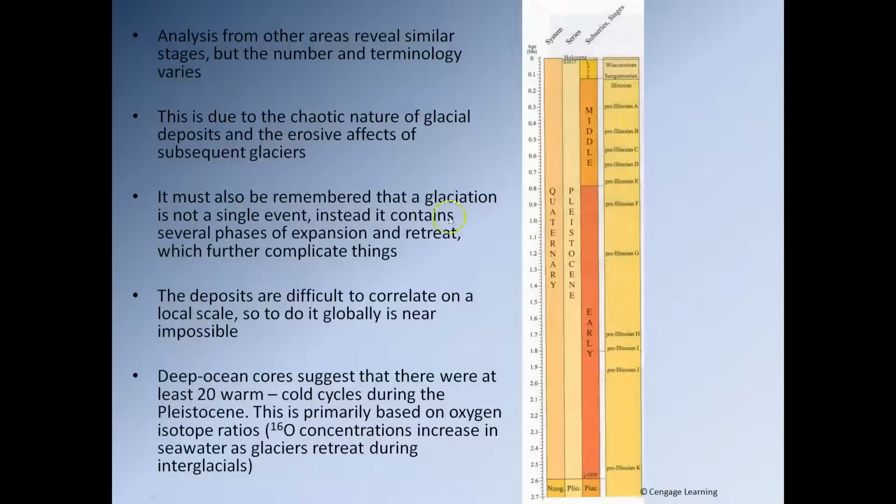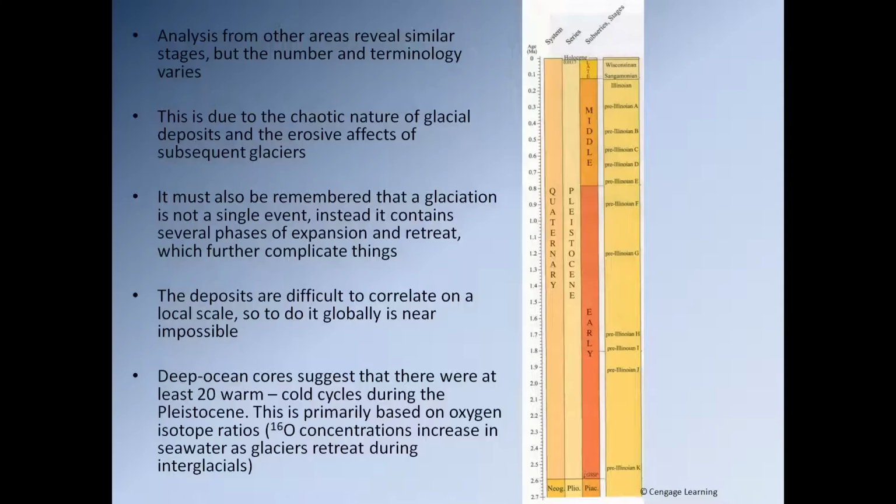So it's very difficult to do that over local scales. Imagine trying to do that globally. People have actually tried to tie together glacial events in North America to glacial events occurring in Northern Europe, and the attempts that have been made to do that have met with massive failure, because once again, it's just so chaotic.